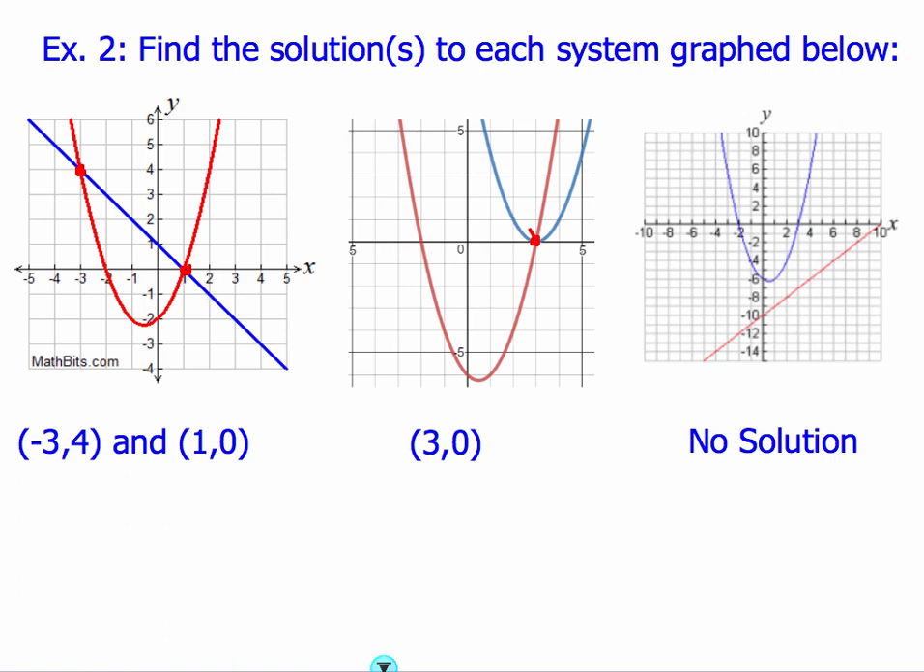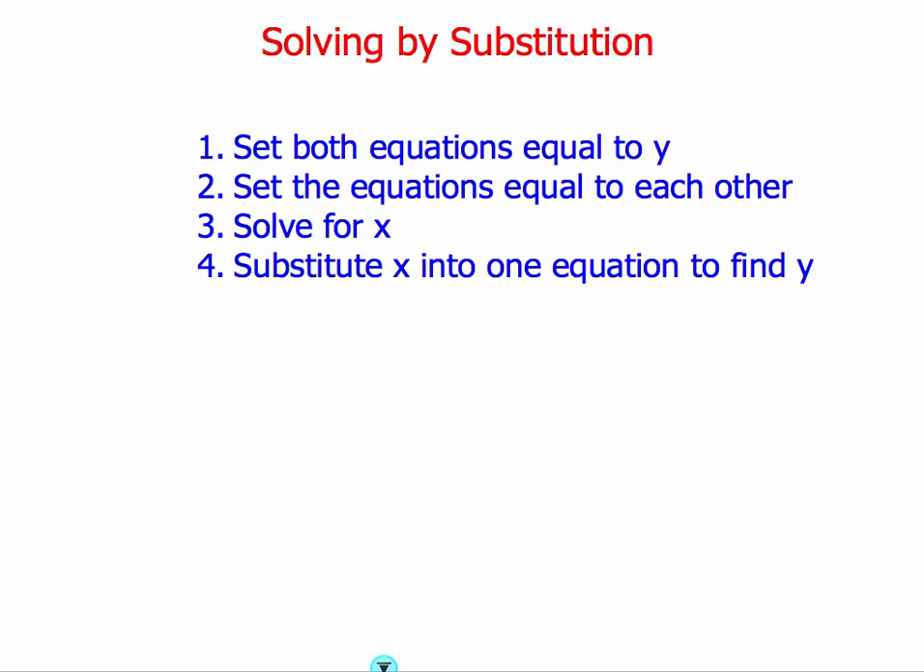So now we're going to talk about solving algebraically, and specifically we're going to use a method called substitution. To solve by substitution, I want to get both equations equal to y. Then I want to set the equations equal to each other, and use that to solve for x. And once I know what x is, I'm going to substitute x back into one of my equations to find y. So let's look at how that's going to work.